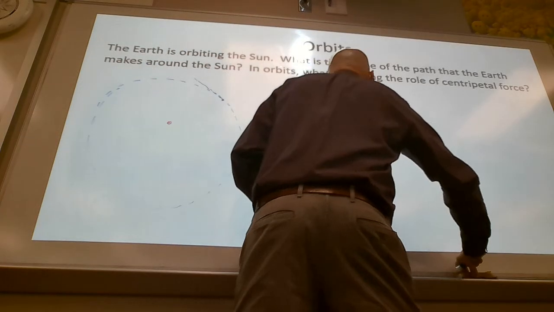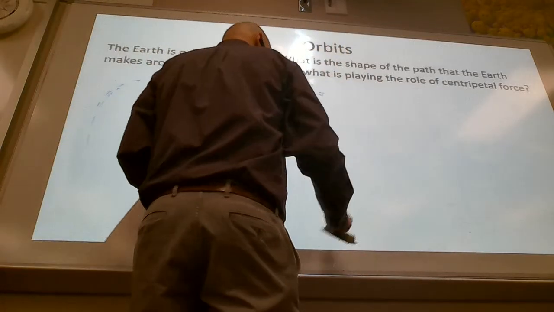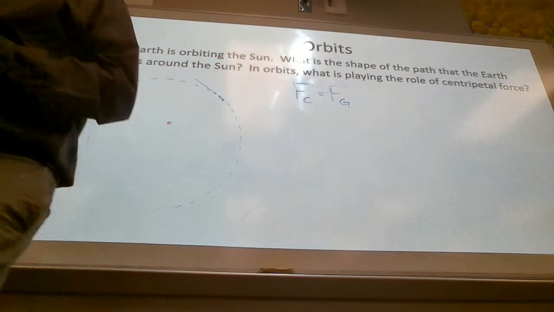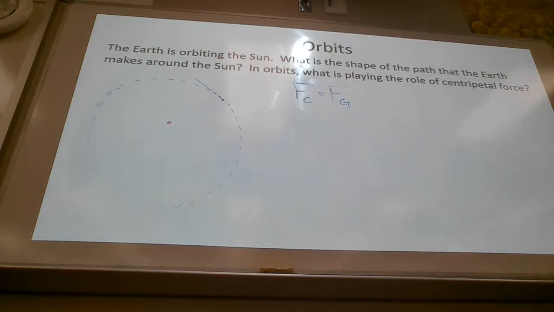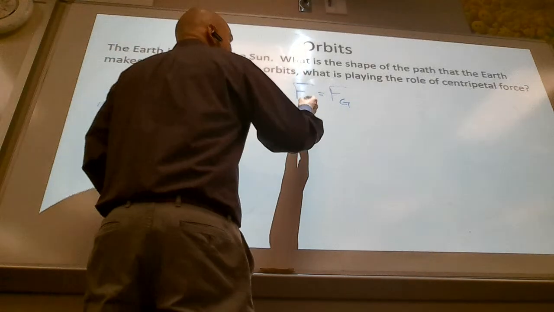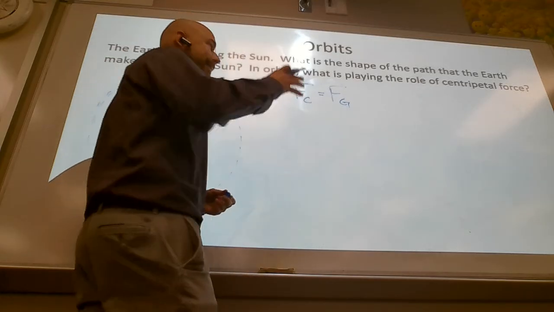For orbits, it's going to be gravity, the gravitational force. For a tennis ball, what was playing the role of centripetal force? Tension. Okay? So anytime you have an orbit, gravity is the thing playing the role of centripetal force. Okay with that? So that's what you start with for orbits. Any type of orbit, orbiting thing.